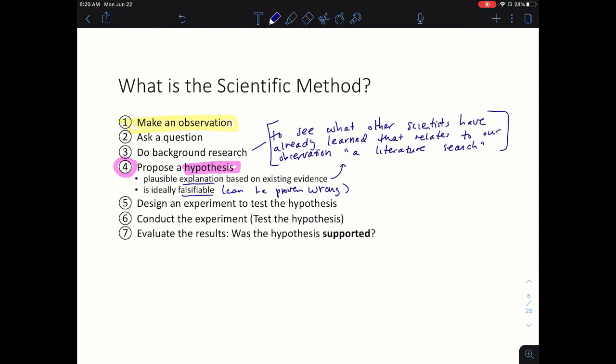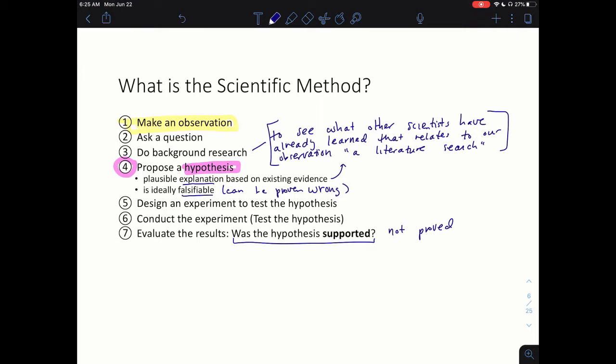Once the hypothesis is developed, one should design an experiment to test that hypothesis, then conduct the experiment and evaluate the results. So was the hypothesis supported? Now, it's very important to point out that no one will be proving hypotheses. Hypotheses are not proved. Scientists can't know anything for certain, but their experiments can support their explanations.